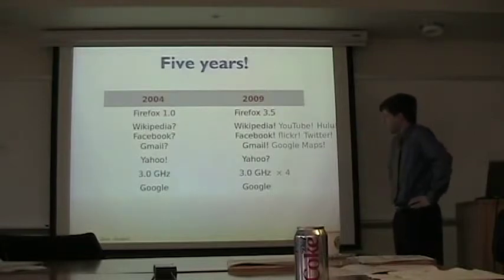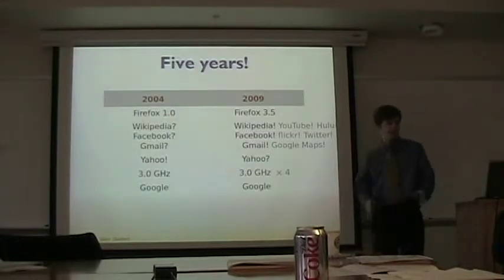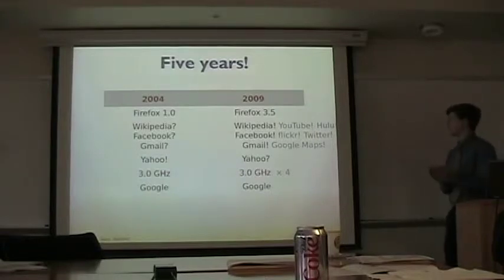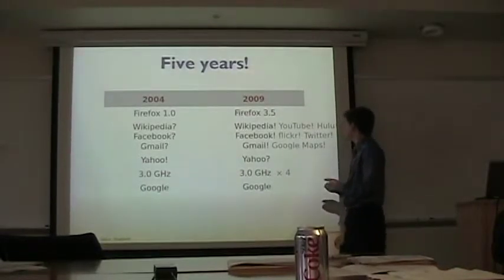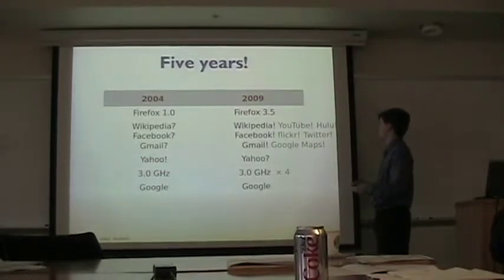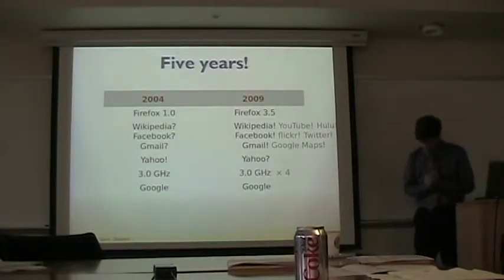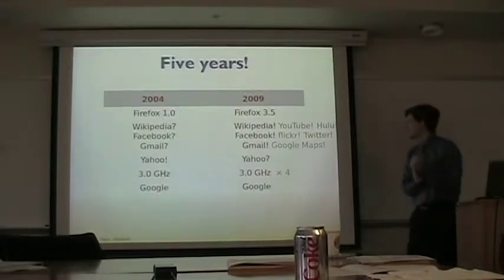In 2004, I wouldn't have exactly called Wikipedia, Facebook, or Gmail household words, although now I think most households would know what we mean by that. I believe they're used almost every day on CNN. So now in addition to Wikipedia, Facebook, and Gmail, you also have to consider YouTube, Hulu, Flickr, Twitter, and Google Maps. So it's expanded as far as what we look at as these toys we play with on the internet.